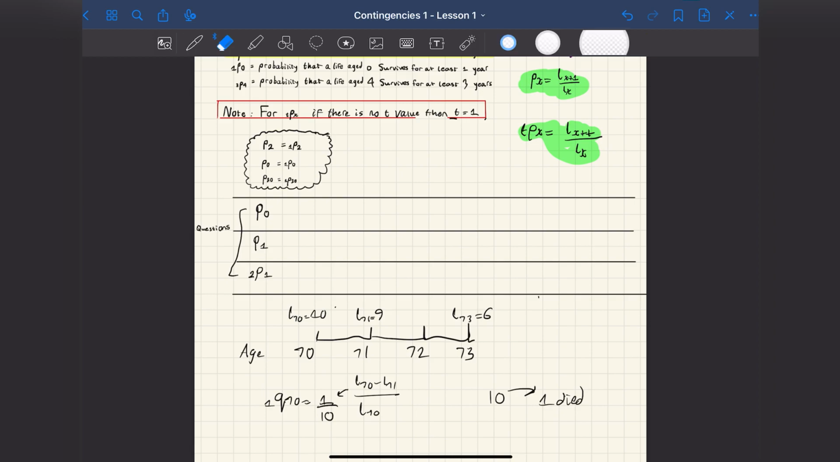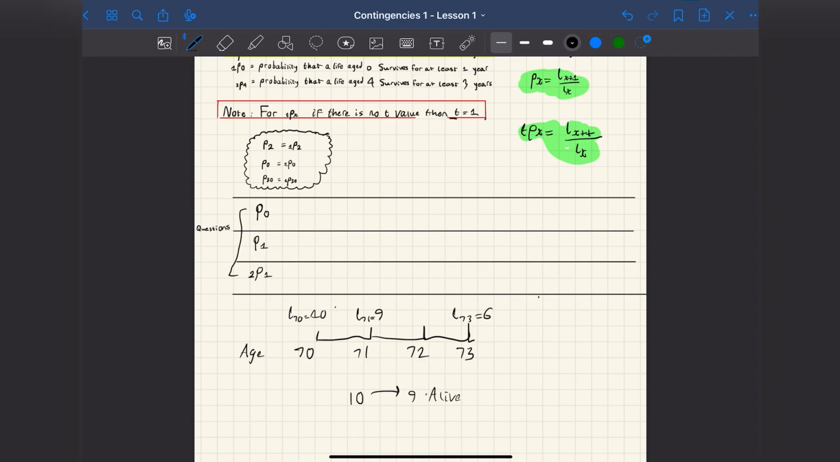So TPX in this case is trying to find the probability of survival. What's the probability that a 70-year-old survives for at least 1 year? Well, it's quite simple. We have 10 individuals, and of those 10, 9 of them survived after 1 year. There were 9 alive, and the probability of this happening is just 9 over 10. Why? Well, 9 is the total number of successful outcomes, in this case being alive, and then 10 is the sum of all the possible outcomes, right? Because all 10 of these individuals could have been alive, but only 9 were, so the probability is just 9 over 10.